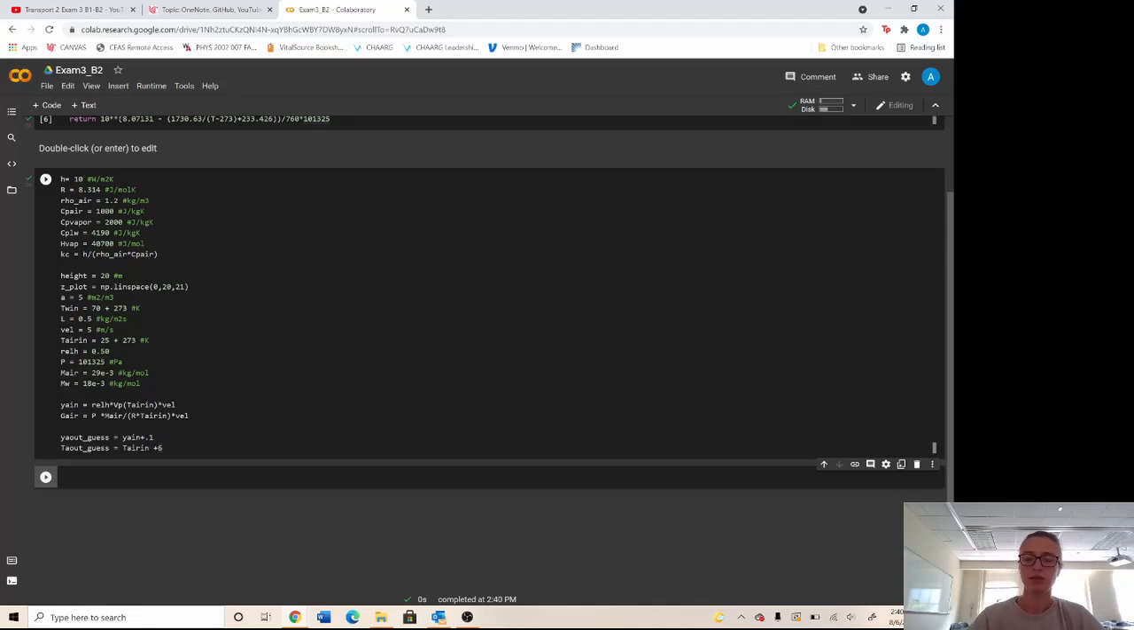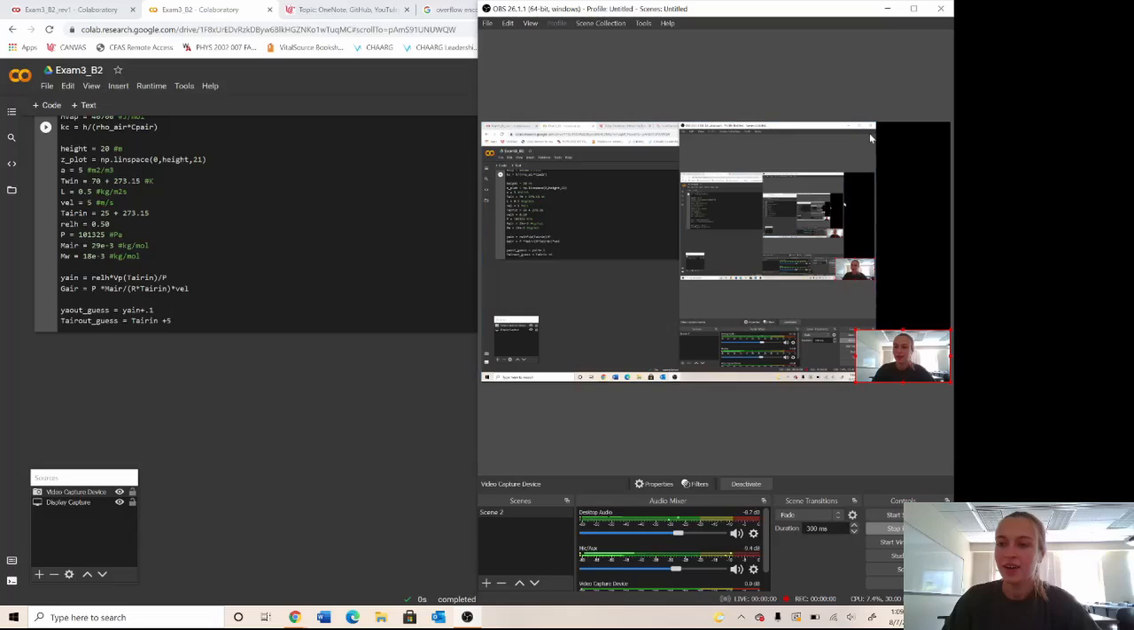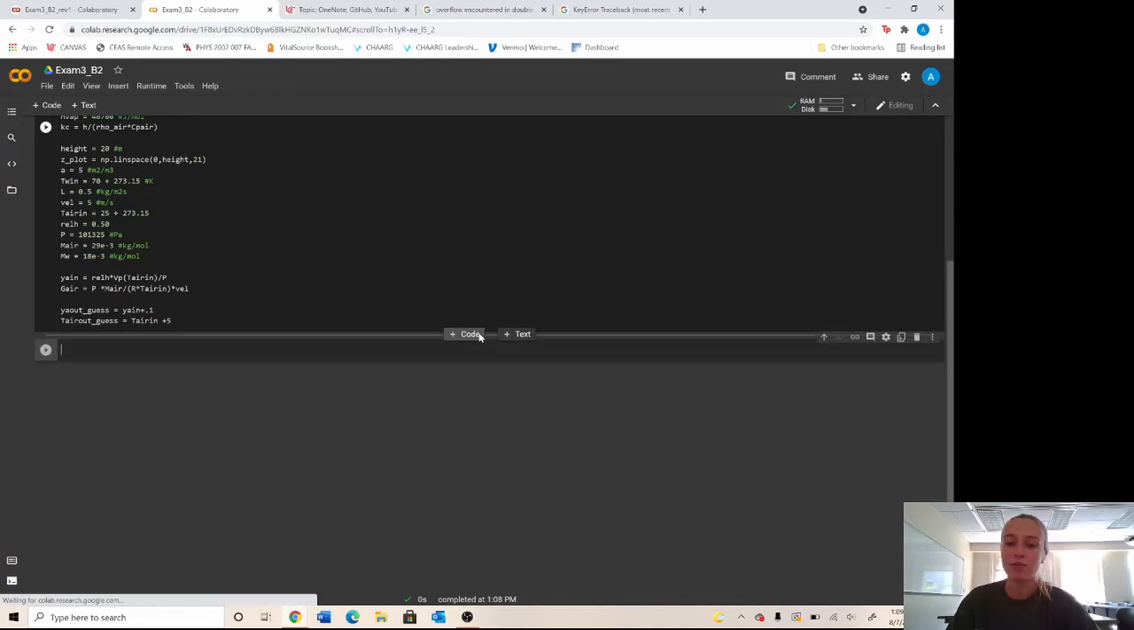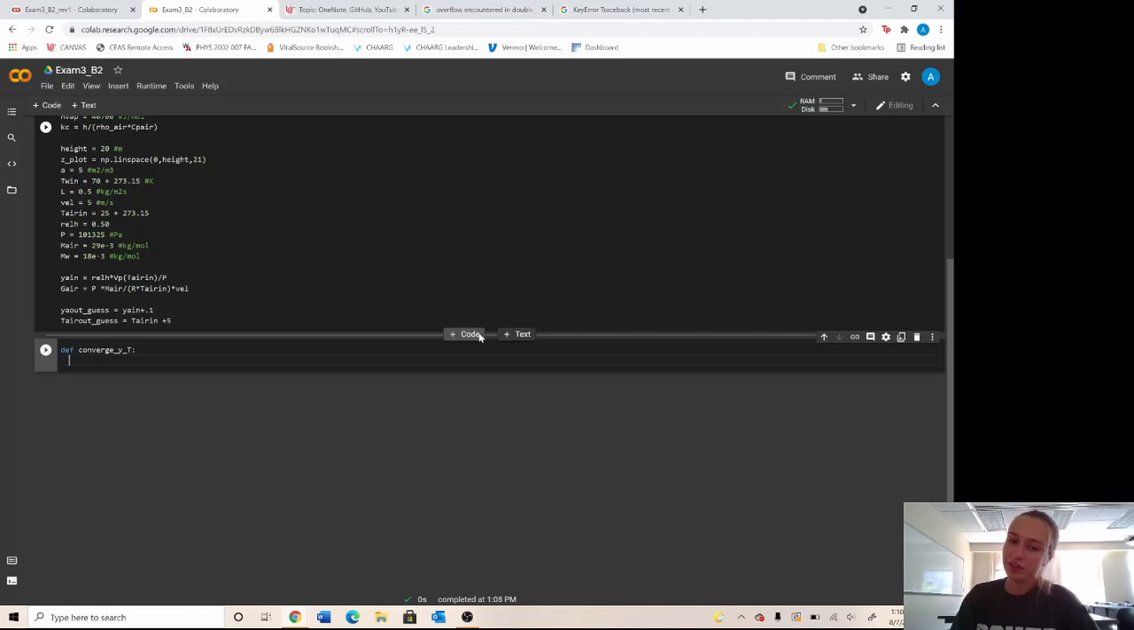Okay, so now that we have all of this inputted, we can begin solving the initial value problems. Now that we have defined all of the parameters and variables needed to solve for our differentials, we can begin to solve for them by coding out our initial value problem and converging those values. So I'm going to define a function called converge_y_t, and this function will converge the values of the mole fraction and the temperature of the gas so that they are lined up at the top of the column.